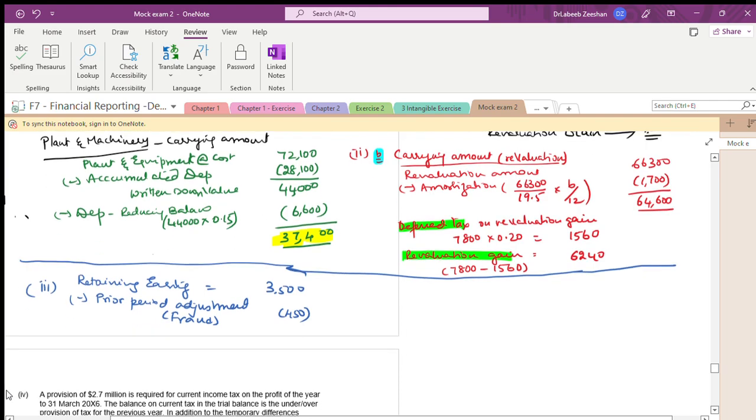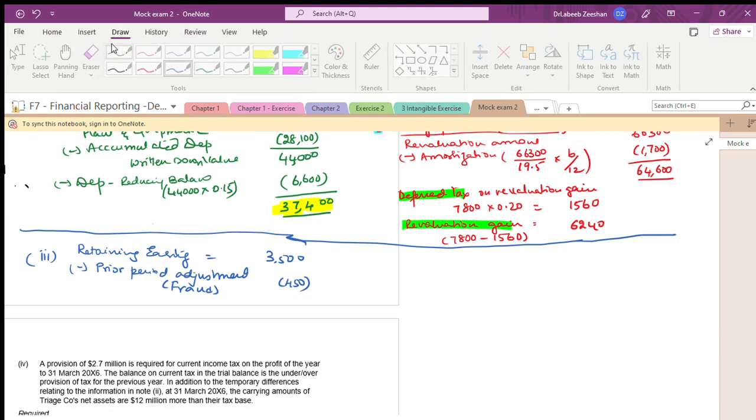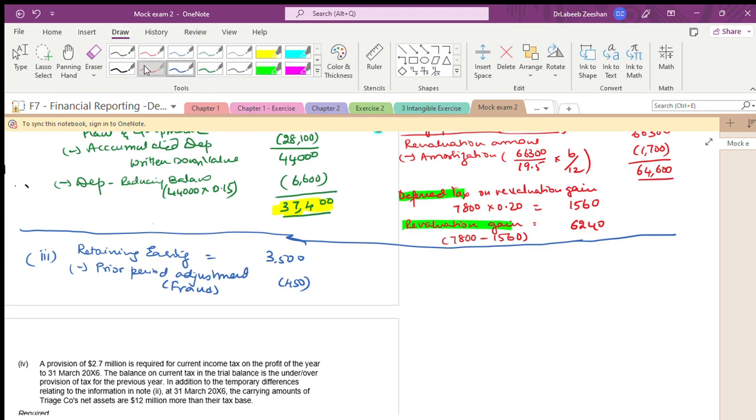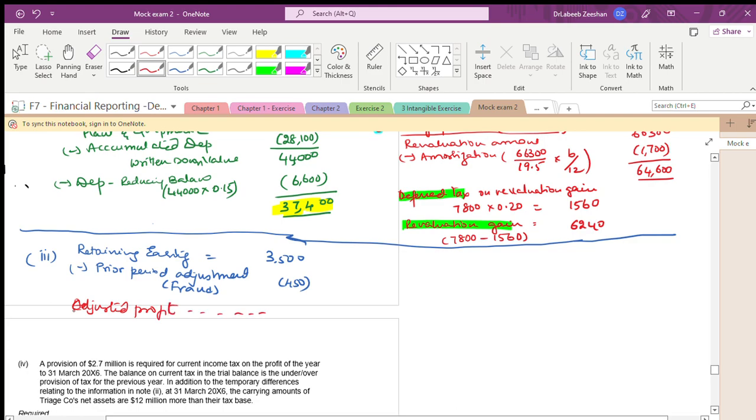We have calculated the current year profit. I'm writing with another ink. Just what you have to do: adjusted profit. Here I am putting a question mark. You have to get it from A. We will do that, just wait for a while.